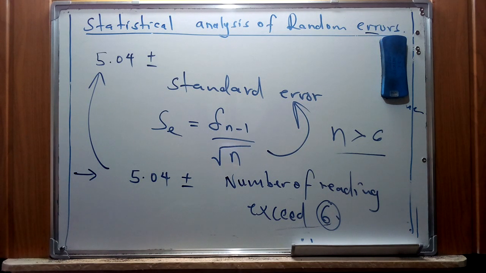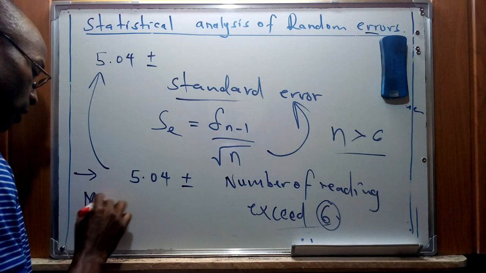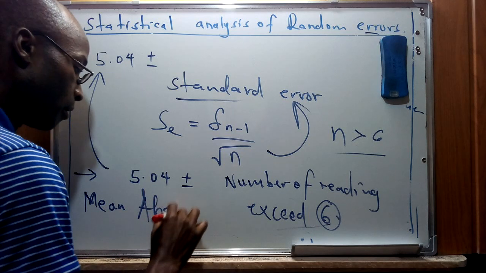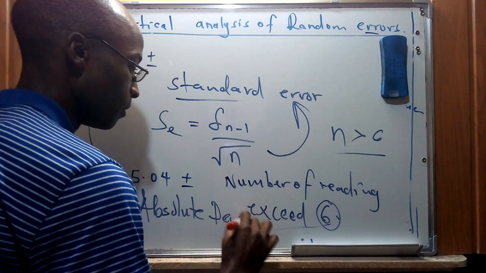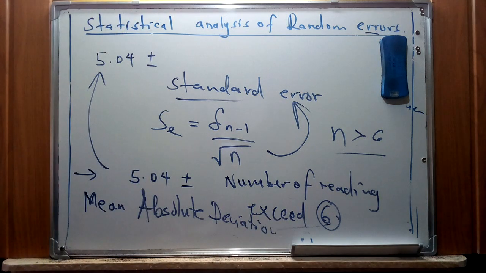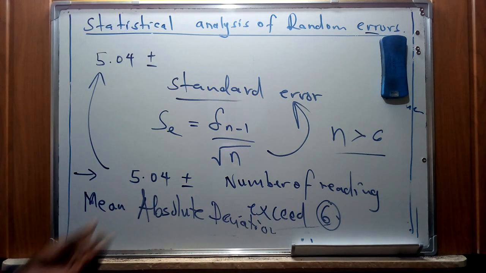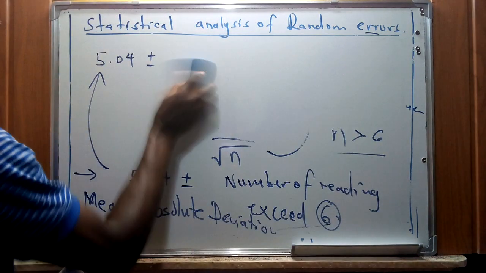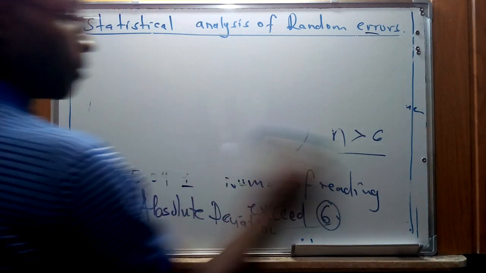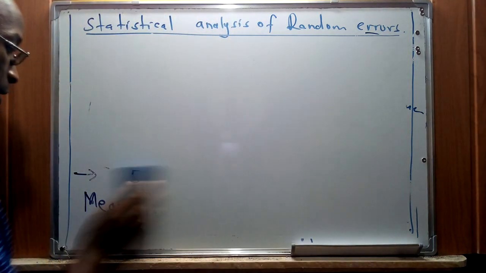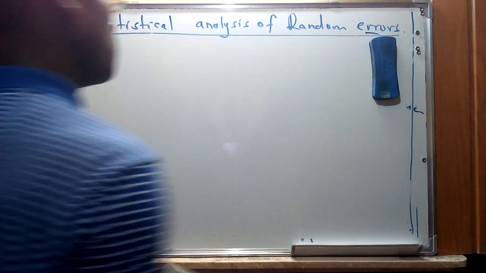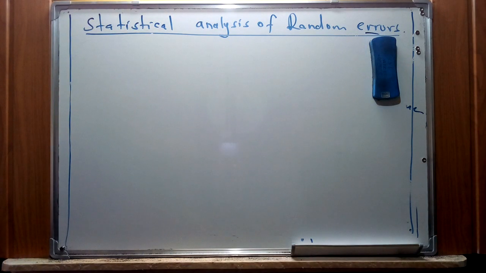Now, for a lower number of readings, which are less than 6, we're going to use another method which is referred to as the mean absolute deviation. The mean absolute deviation is also one of the ways in which we can express or characterize this data. I'm going to give a formula for the mean absolute deviation, using the denotations that we have used for the mean, standard deviation, and the standard error.